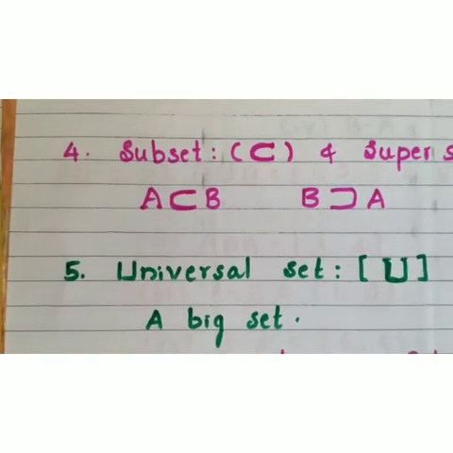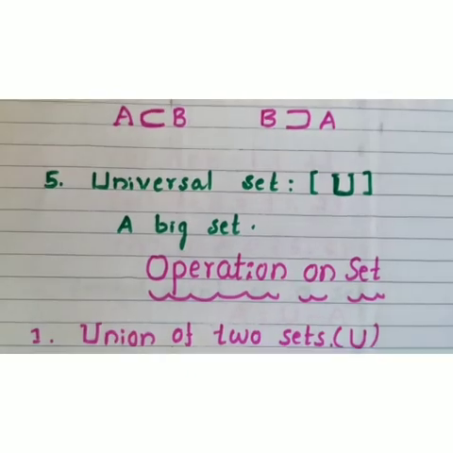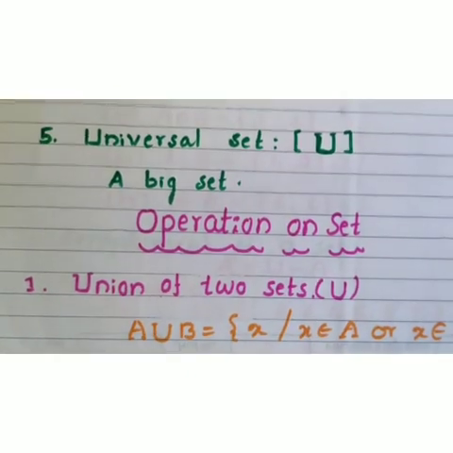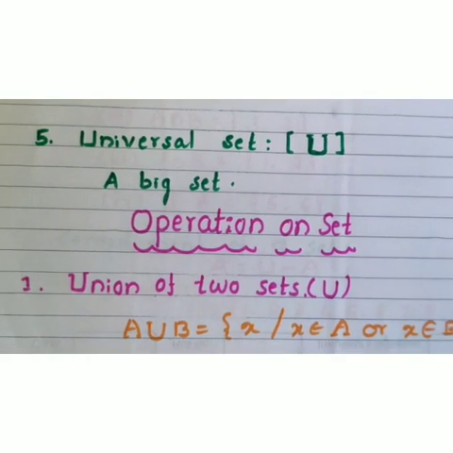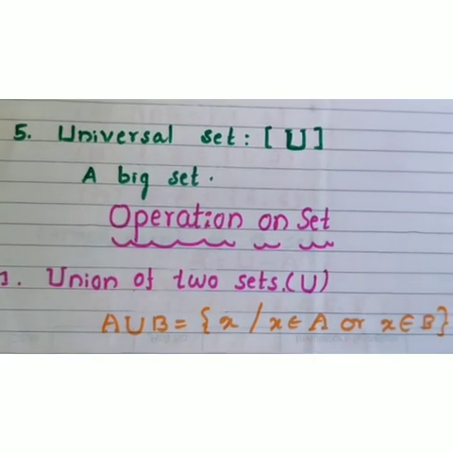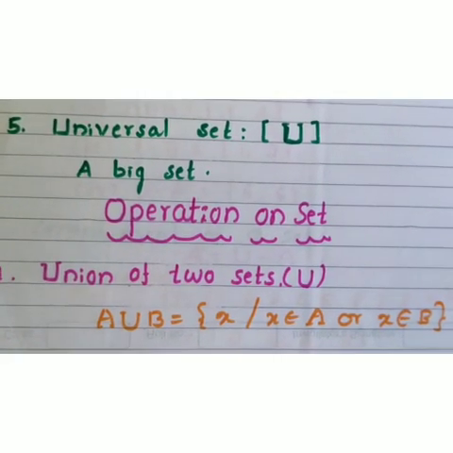Therefore, universal set means it is a big set. Next, we come across the operations on sets. The first operation is the union of two sets. The symbol for the union of two sets has been written. Let A and B be any two sets.